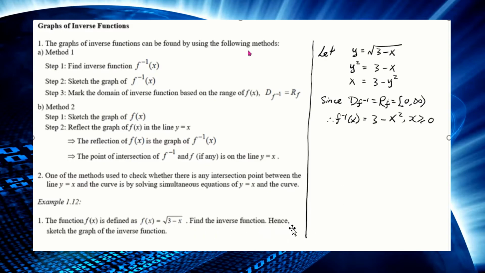So then after that, according to the question, hence sketch the graph of the inverse function. The word hence means we use the inverse function that we found to sketch the graph of the inverse function. So based on this inverse function, we found that it is a negative quadratic. So the shape of this curve should be an N shape. But because the domain is already restricted to greater than or equal to 0, for the N shape we only need to take the part of the graph which is greater than or equal to 0. So after that, this is the graph of this inverse function.